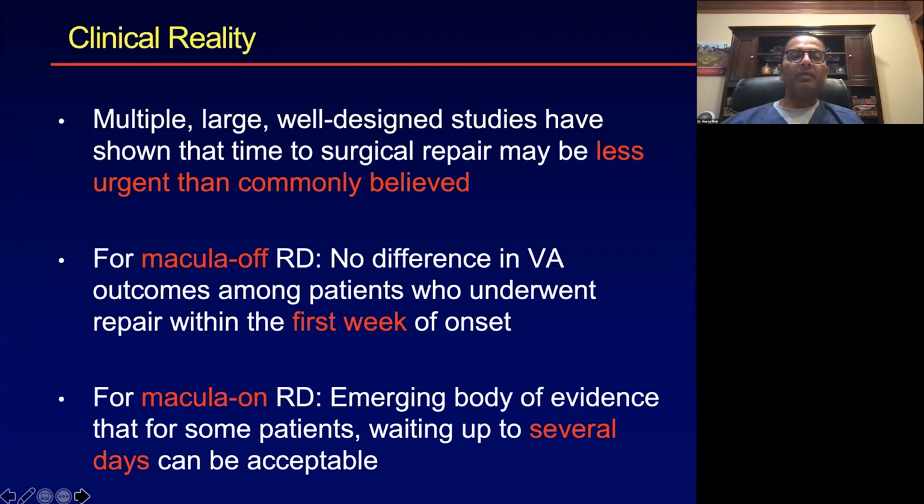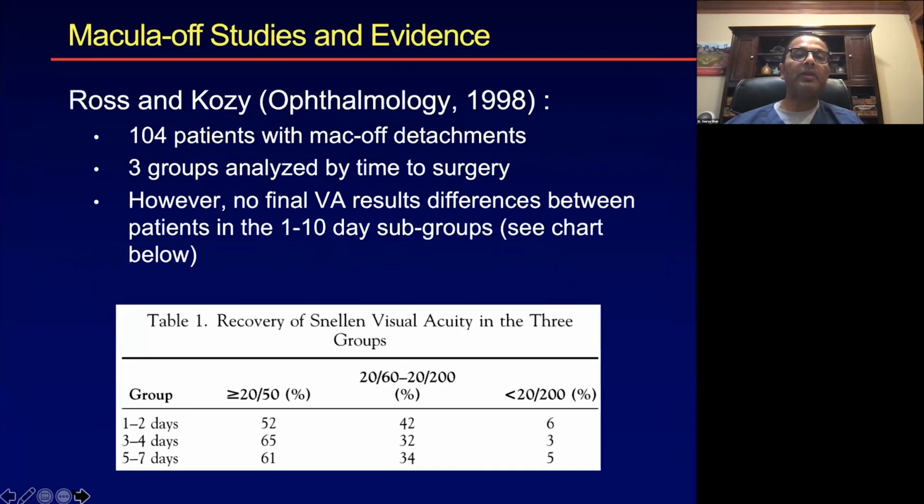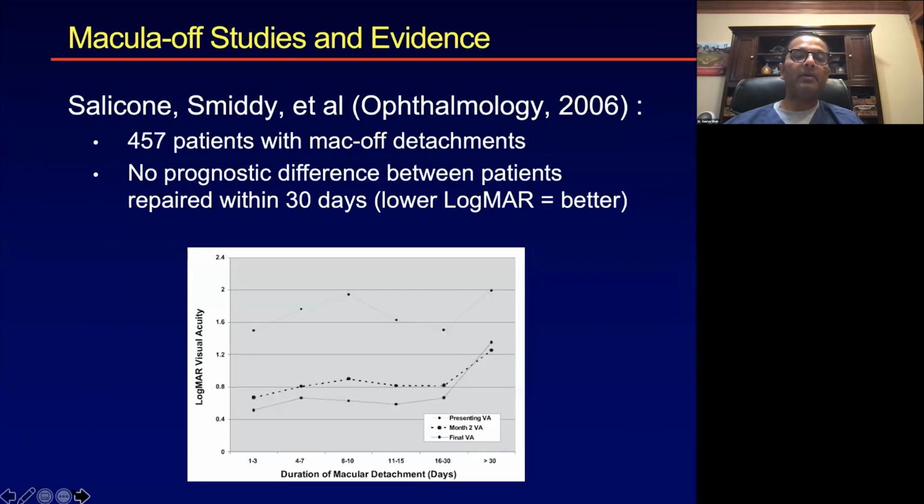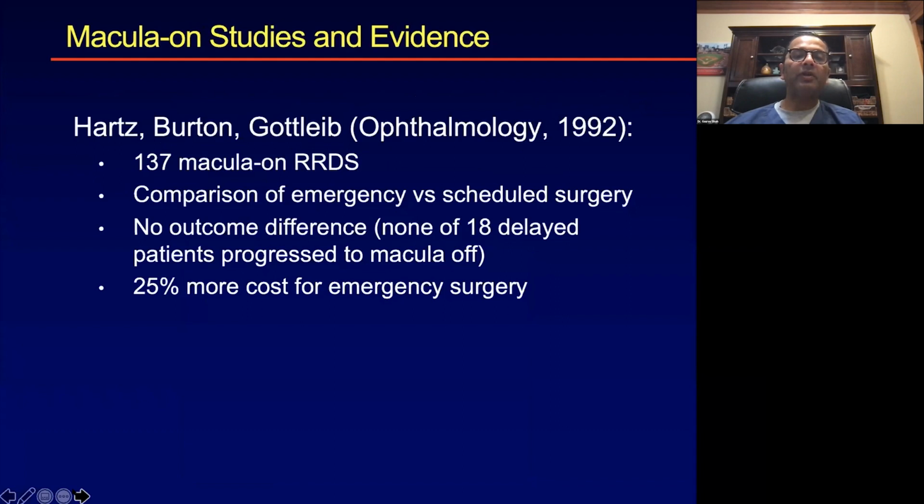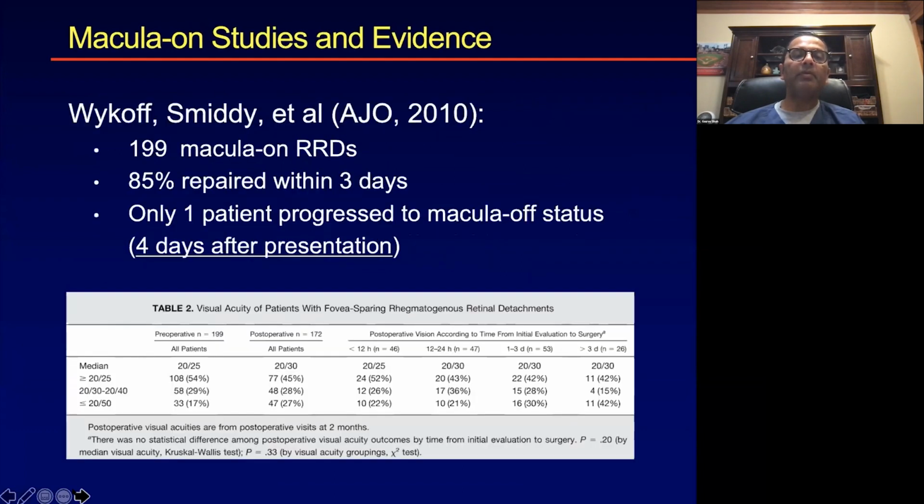So the clinical reality for macula off status is really no difference in the first week. For macula on, I think several days can be acceptable depending on the type of detachment that they have. And again, in the interest of time, I'm going to skip through this, but basically it showed that even for macula on retinal detachments, you can certainly wait for a few days if you cannot get in the operating room.